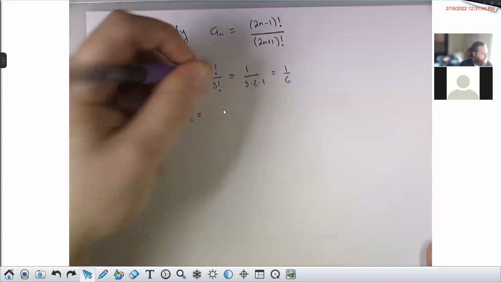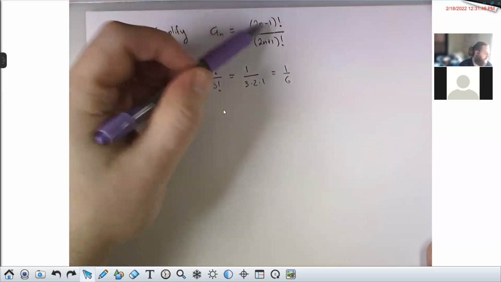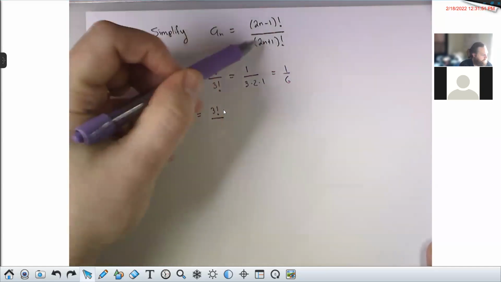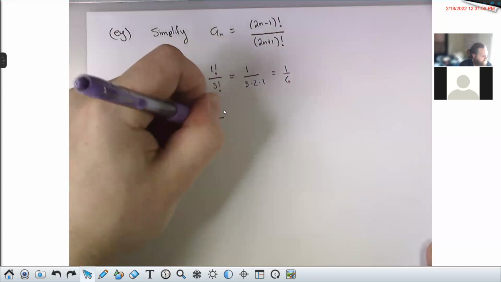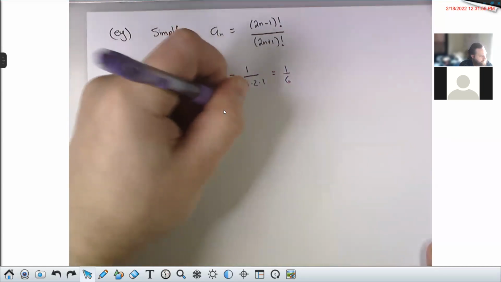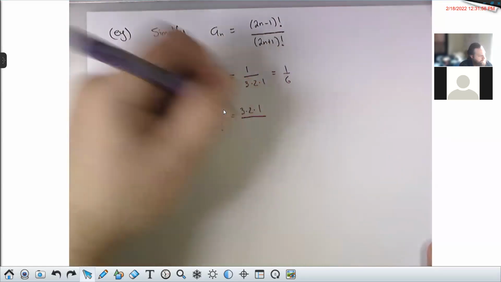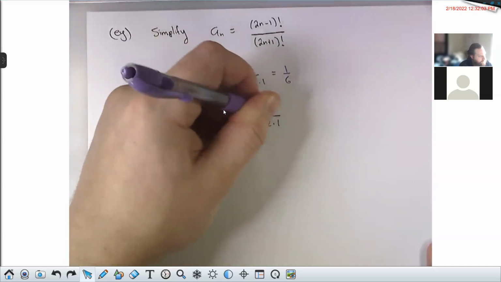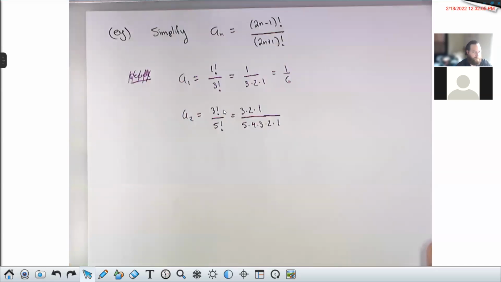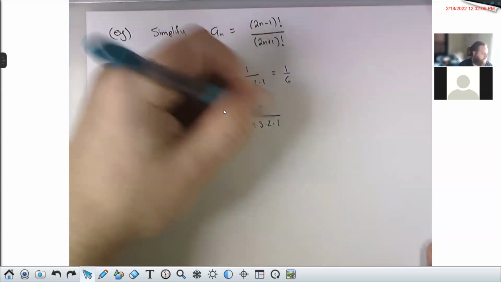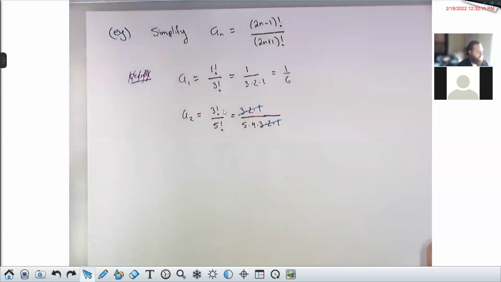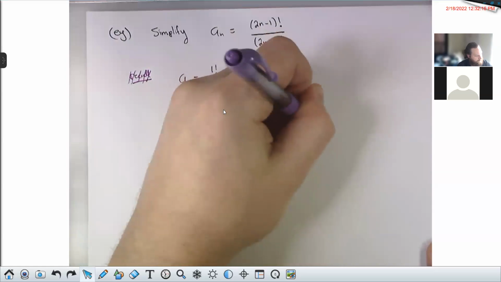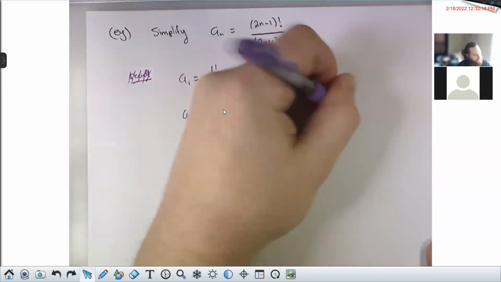A2 would be 2 times 2 minus 1, which is 4 minus 1. That's 3 factorial divided by 2 times 2 plus 1. That's 5 factorial. So the top here is 3 times 2 times 1. And the bottom here is 5 times 4 times 3 times 2 times 1. And what you see is that 3 times 2 times 1, 3 times 2 times 1, this cancels. This is 1 over 5 times 4, or 1 over 20.